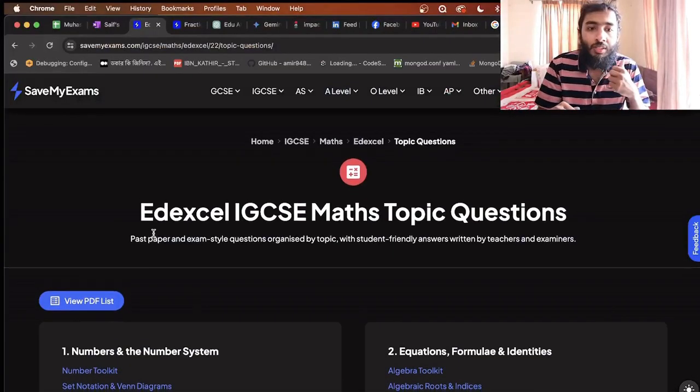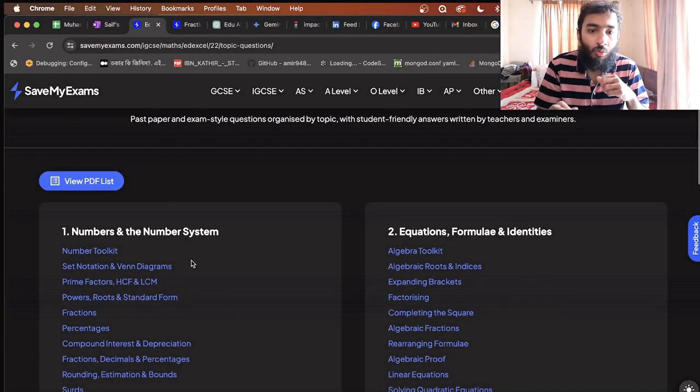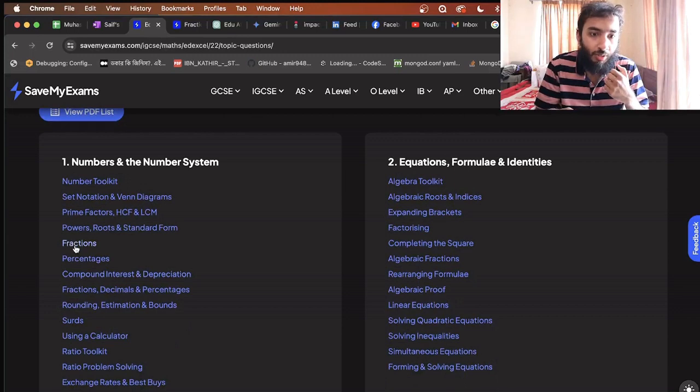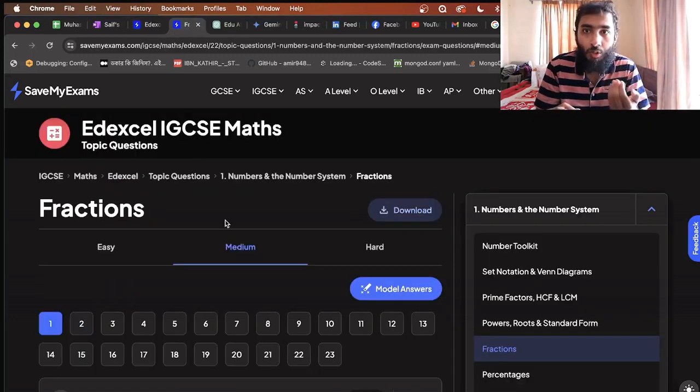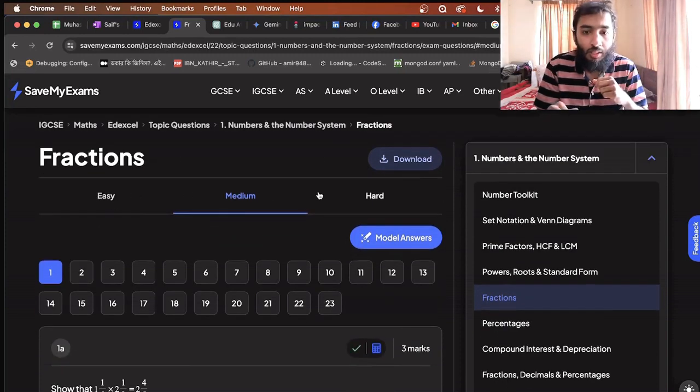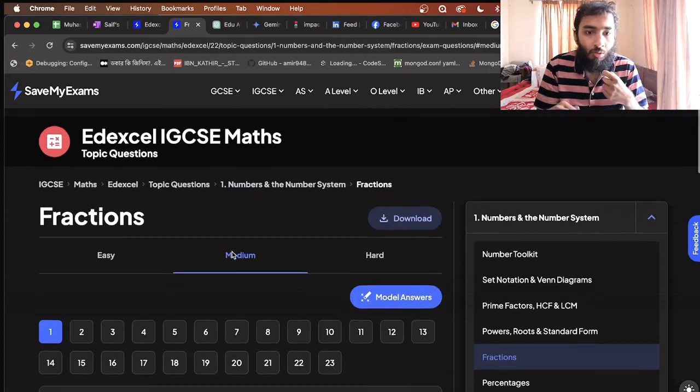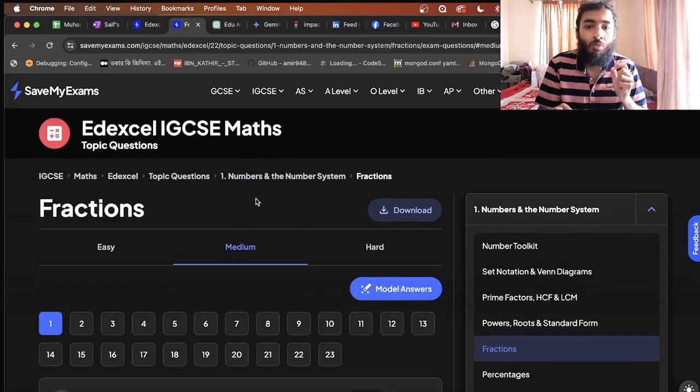So if I go to the Save My Exams platform and go to the first topic, which is numbers and number system, and the subtopic fractions, I've already opened it in a new tab. As you can see, for fractions there are three categories: easy, medium and hard. I'm picking medium level problems. First I would just want to briefly explain what a fraction is.